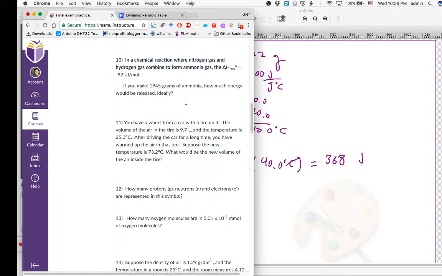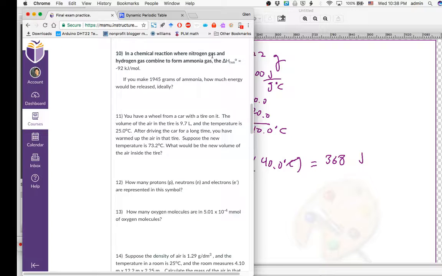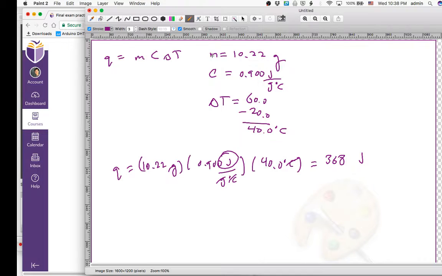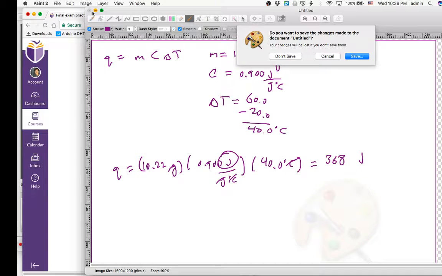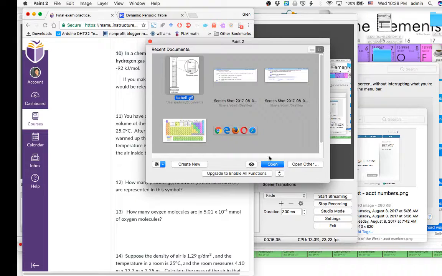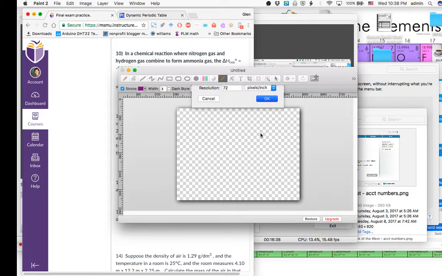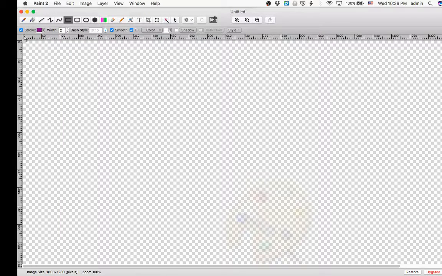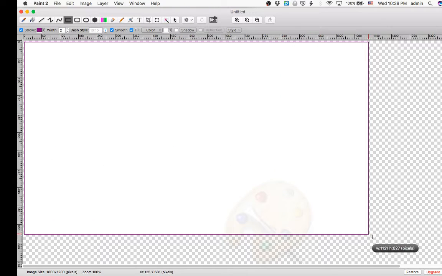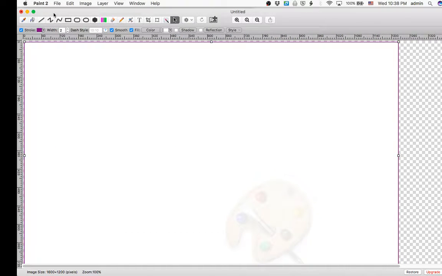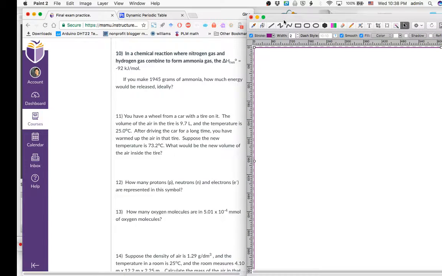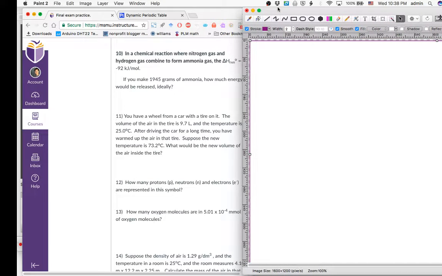Okay? Now number 10. In a chemical reaction, blah, blah, blah, another enthalpy problem. Okay, this problem requires you to write a chemical equation yourself and to balance it yourself. Looks like I have forgotten to include some important information here, though. You need to know that hydrogen gas is H2, and nitrogen gas is N2, and ammonia is NH3. I'll try to remember to edit the practice exam to add those important pieces of data for you.